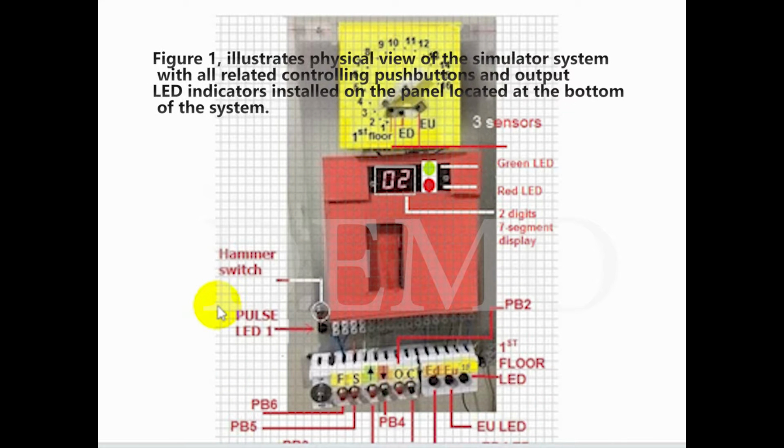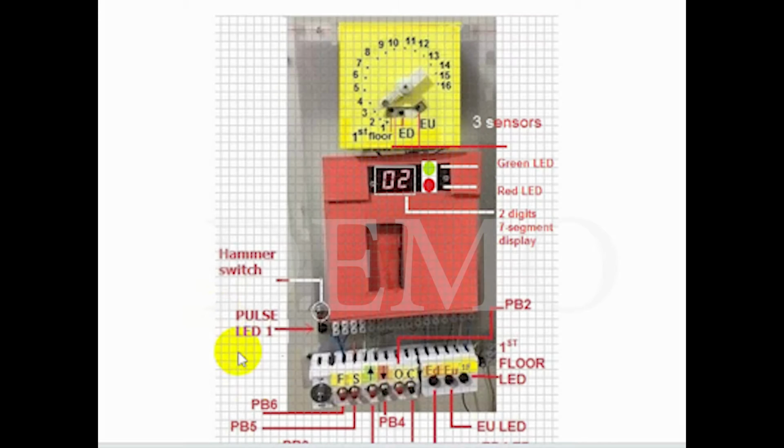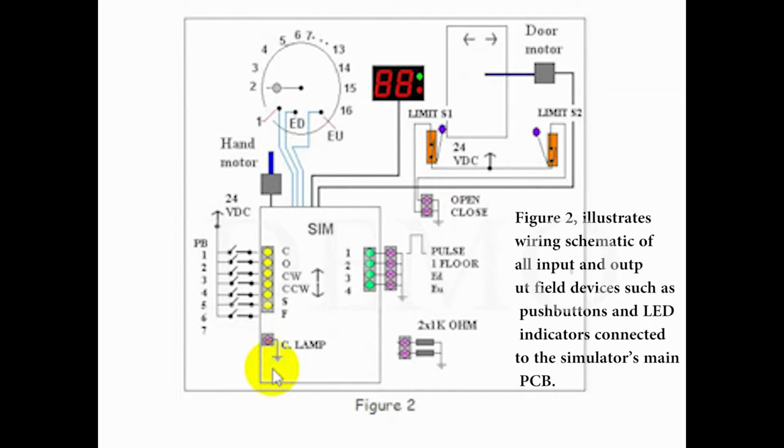Figure 1 illustrates the physical view of the simulator system with all related controlling push buttons and output LED indicators installed on the panel located at the bottom of the system. Figure 2 illustrates the wiring schematic of all input and output field devices, such as push buttons and LED indicators, connected to the simulator's main PCB.